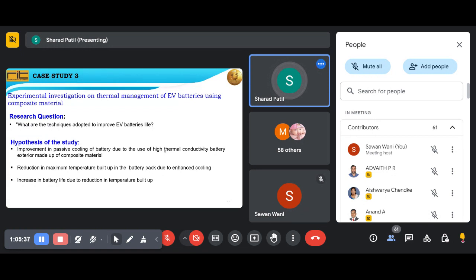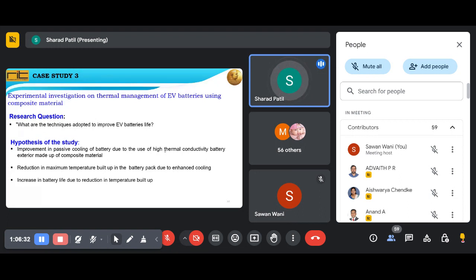So I can have a hypothesis that the use of passive cooling or active cooling, you know it well. So improvement in the passive cooling of the battery due to the use of a high thermal conductivity battery exterior made up of composite materials, one can improve the life of the battery by having proper heat transfer and temperature management, by providing high thermal conductivity materials in the exterior of the battery cell or battery stack. Presently people are using, suppose, PCM material, water or air as a coolant. Instead of that, if you are going to have a passive cooling method, and within that you are going to use high thermal conductivity materials like composite materials, then it will give an improvement in the performance of the batteries.